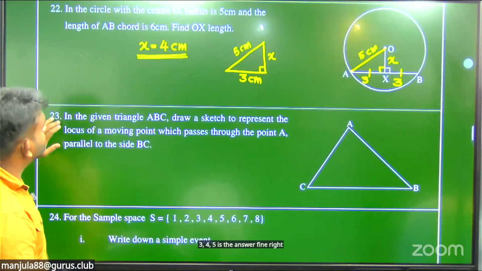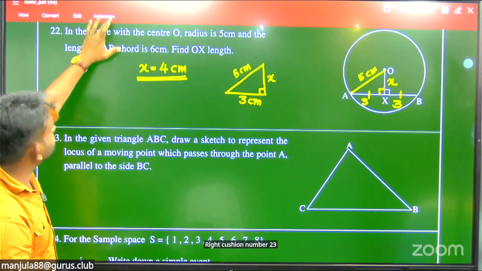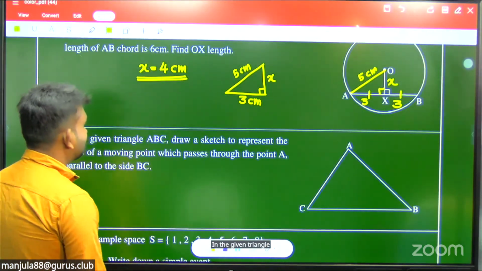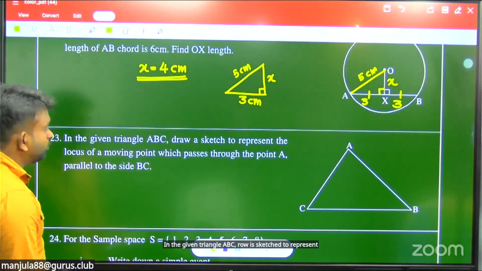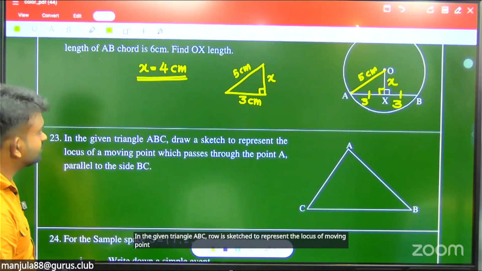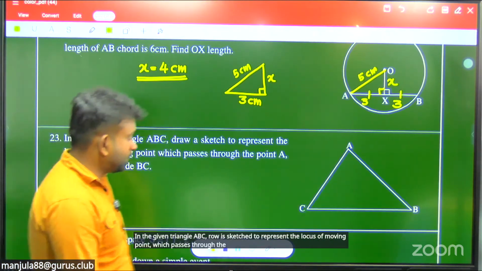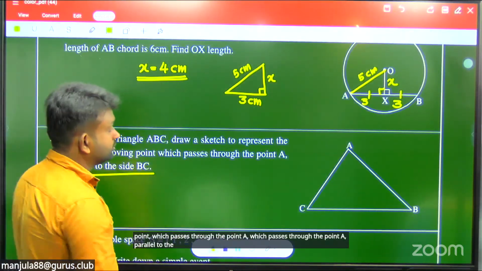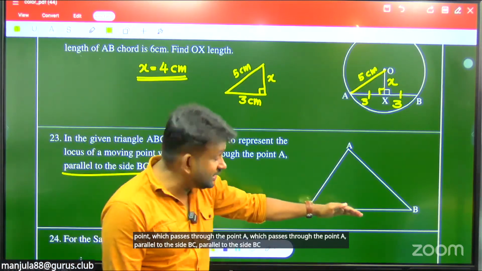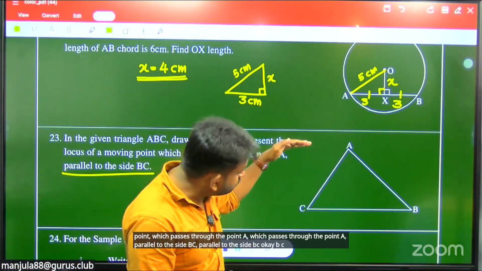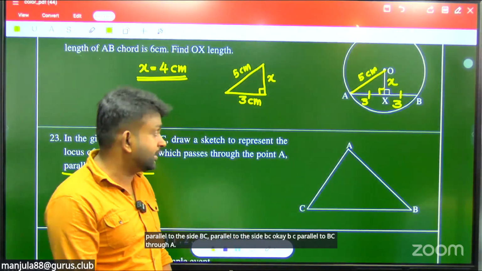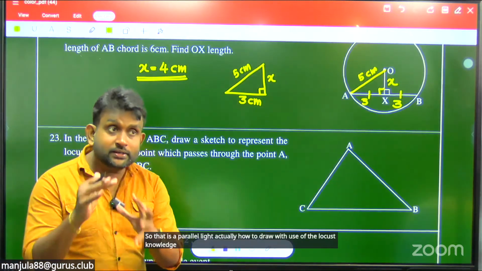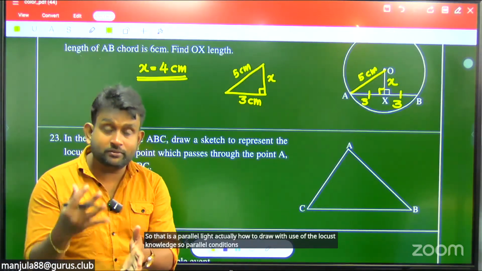Right. Question number 23. In the given triangle ABC, draw a sketch to represent the locus of a moving point which passes through the point A, parallel to the side BC. So that is a parallel line. Actually, how to draw it with the use of the locus knowledge? Parallel conditions are created with a theorem.